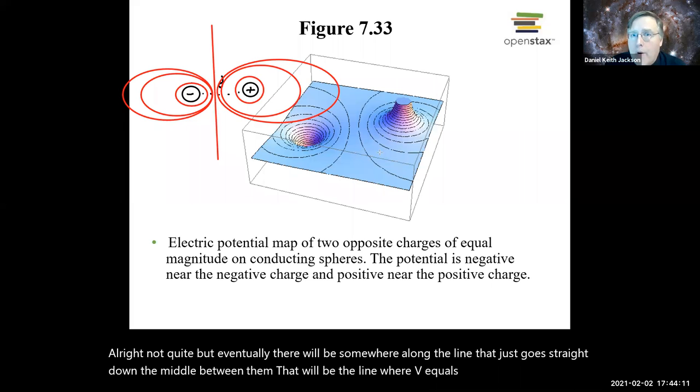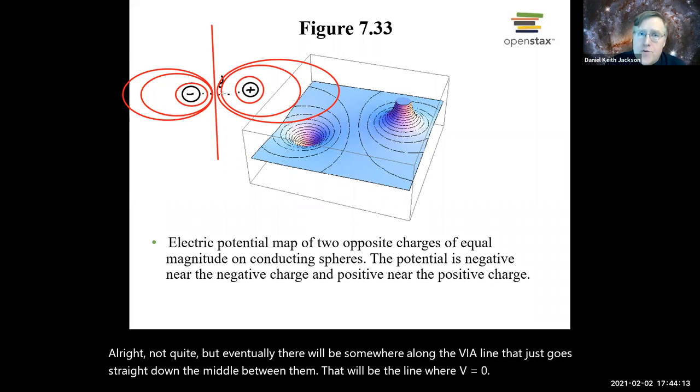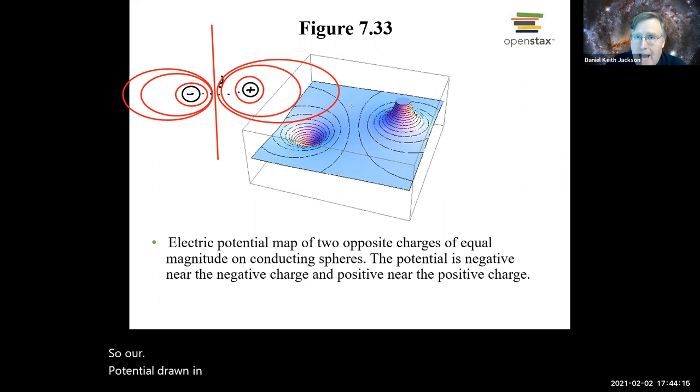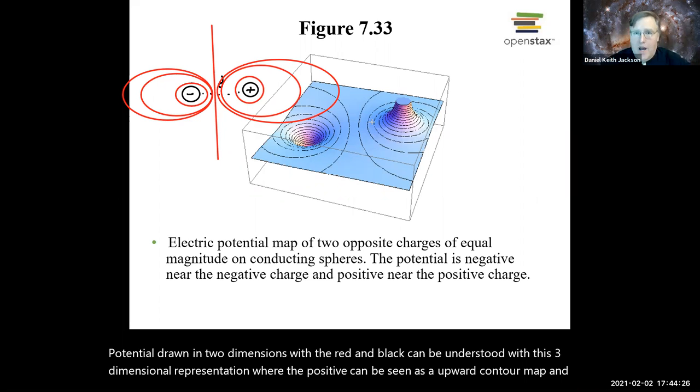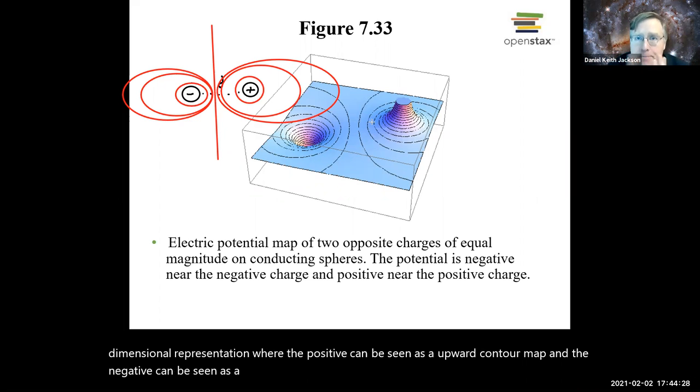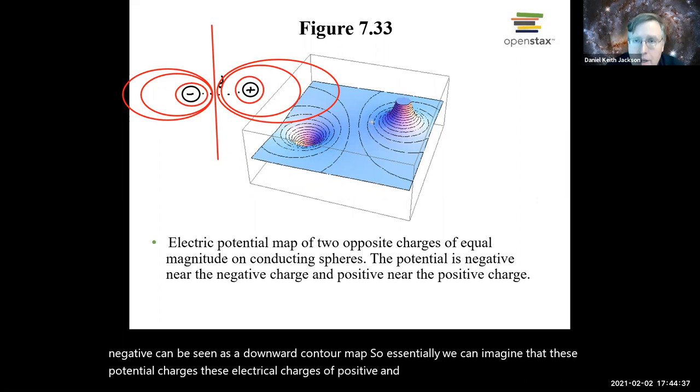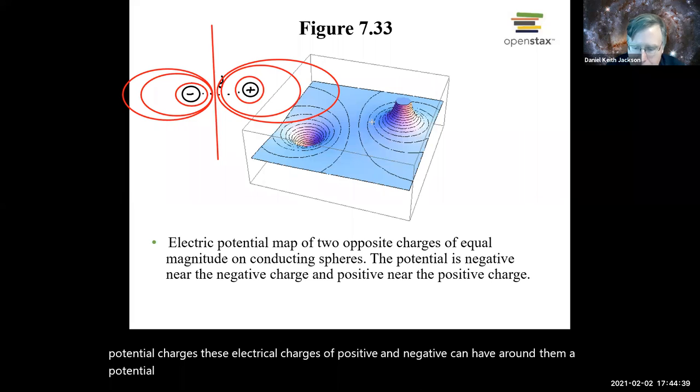So our potential drawn in two dimensions with the red and black can be understood with this three-dimensional representation, where the positive can be seen as an upward contour map, and the negative can be seen as a downward contour map. So essentially, we can imagine that these electrical charges, positive and negative, can have around them a potential zone that gives us a visual approximation of what will happen.